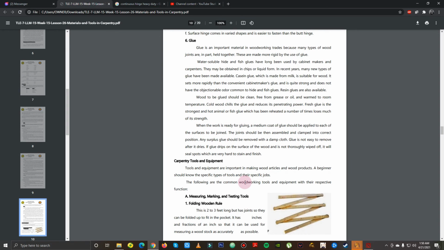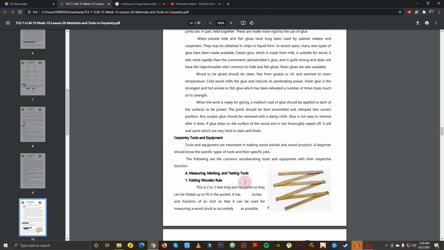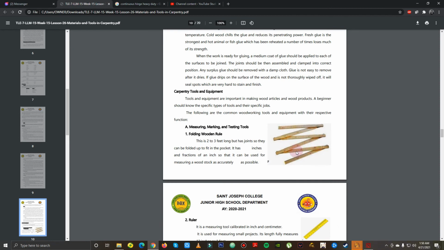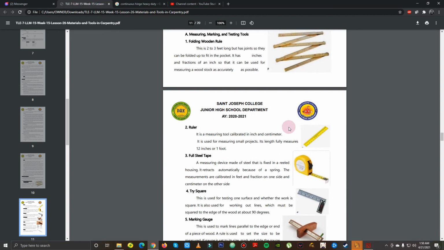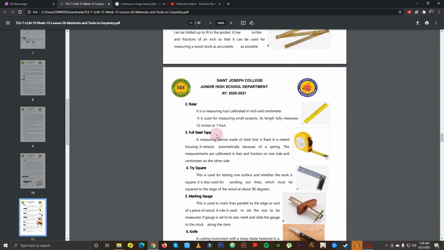Okay, next is the measuring, marking, testing tools. Folding wooden rule. This is how a folding wooden rule looks like. Ruler, we all know what ruler is. Full seal tape. This is how a full seal tape looks like. Mao ni siya ang mo retract. Mobalik sa iyang kuan kanang ba mo ni retract.